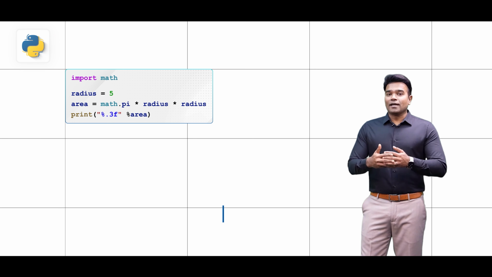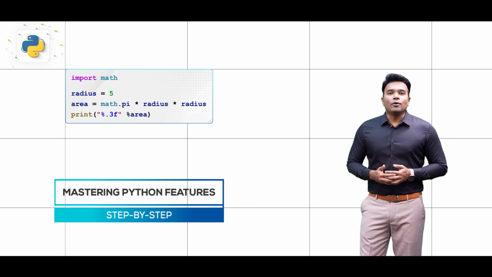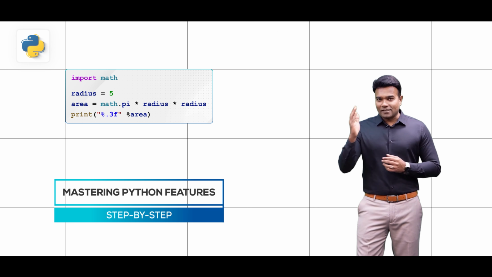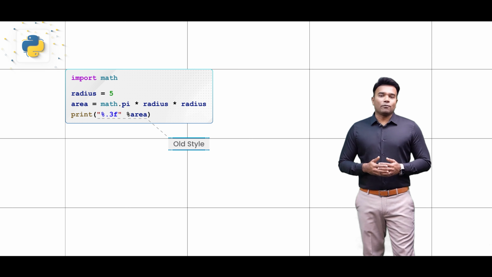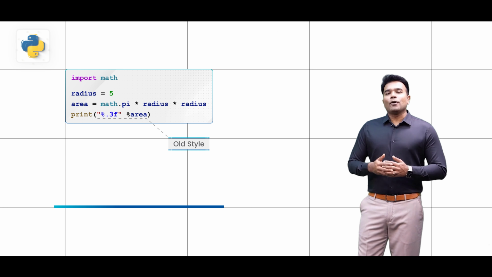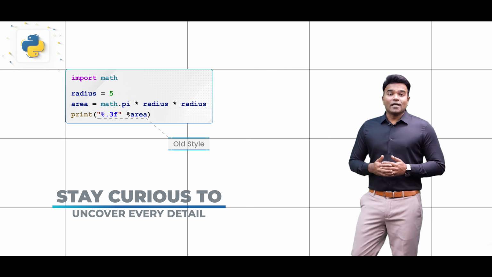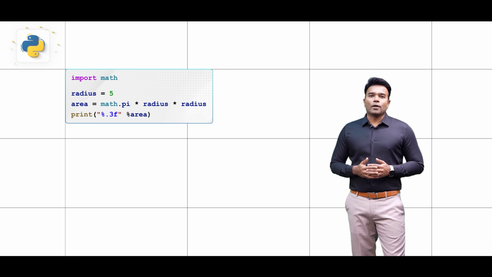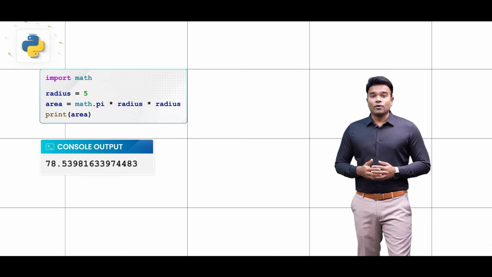Anyway, I'm sure gradually in this session you're understanding the newer features associated with Python, but all said and done, let me tell you that this style of formatting happens to be the old style of formatting. There are other new styles of formatting about which I shall be discussing moving forward, but what I really wanted my learners to understand is that if you just tell print area, then this was the output that you had got.